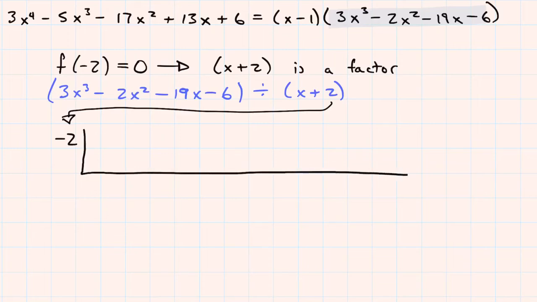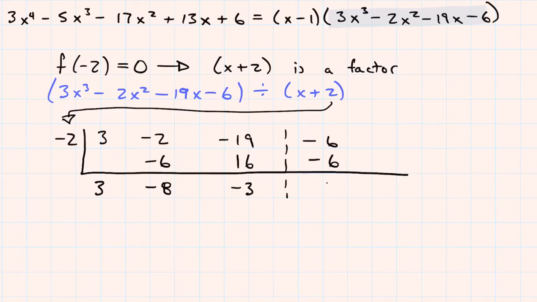So negative 2 goes outside, and 3, negative 2, negative 19, and negative 6 go across the top. I'm just going to drop that 3 through. 3 times negative 2 is negative 6, negative 8. Negative 2 times negative 8 is 16, so I get negative 3, positive 6, and I get a 0. So that's a mistake. That should have been a positive 6. Ooh, I did fix it this time.